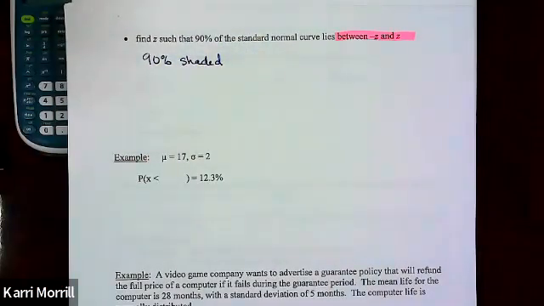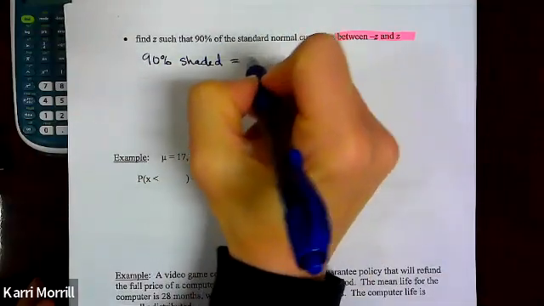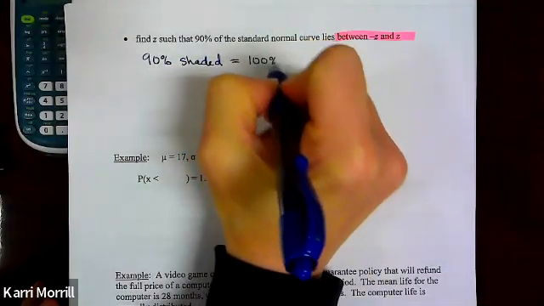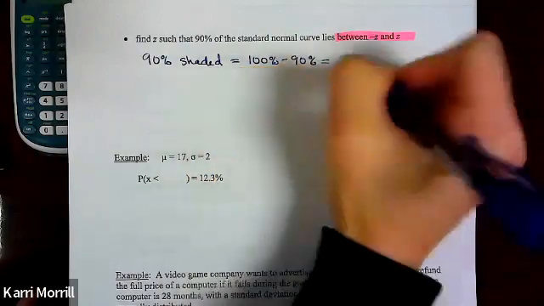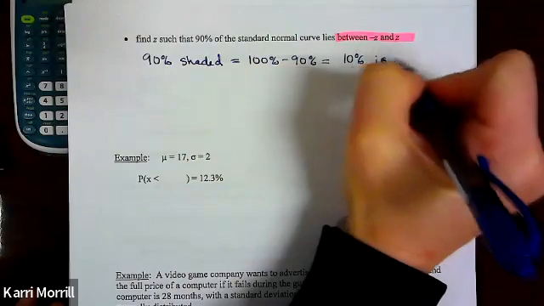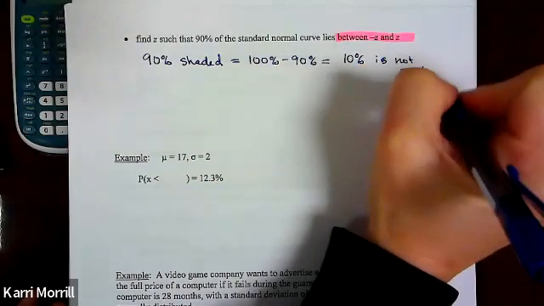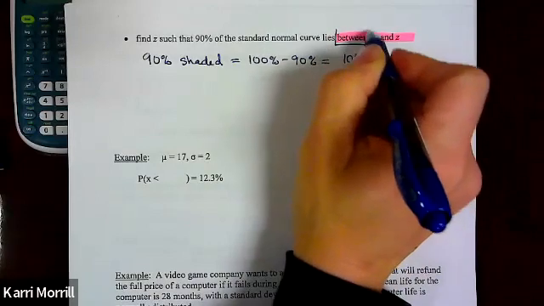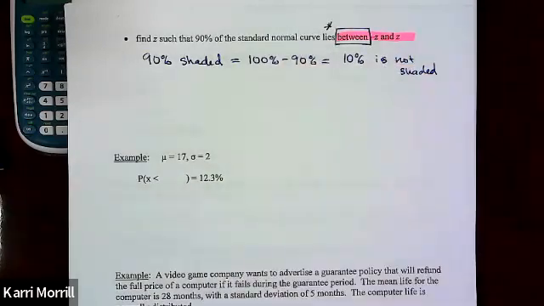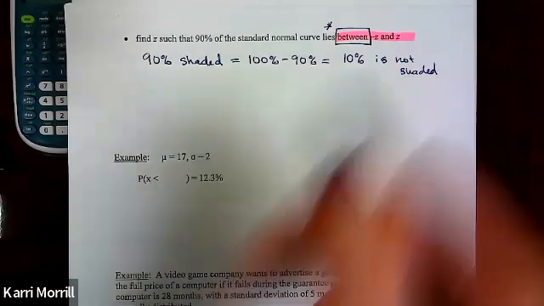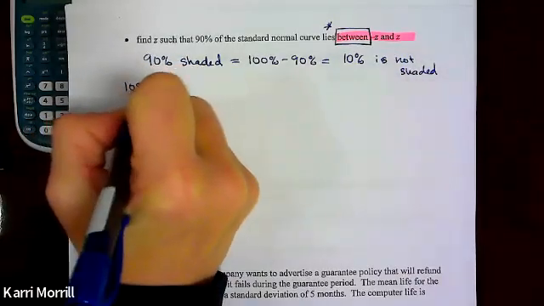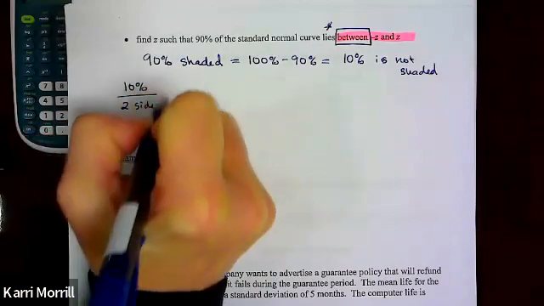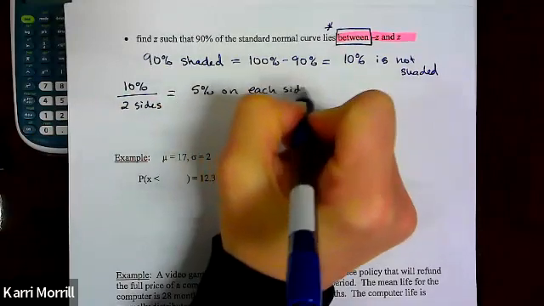But 90% is shaded. So what that means is if you take 100% minus the 90% that's shaded, that means 10% is not shaded, right? So there's going to be two sides of this. If it's between, you have two sides. So if 10% is not shaded, you're going to divide it by your two sides. And so that means 5% on each side is not shaded.